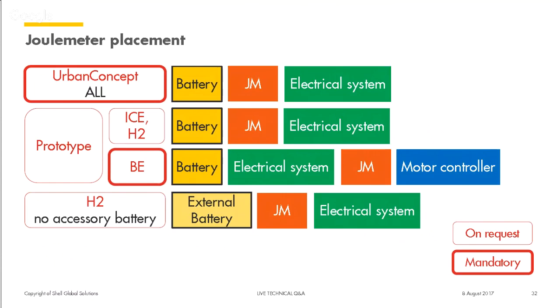Now you see that there are two types of boxes there. One with a bold, heavy line, that is mandatory, and those with a light red line, that's on request. Those are the prototypes, which may be requested to test telemetry only for testing, but not for actual result measurements. Those with the thick line border are mandatory for the results. So that's all urban concepts and all battery electrics. For hydrogen vehicles, if you are using an external battery only and no accessory battery, you should place the Geometer between the external battery and the electrical system. Okay, next slide.